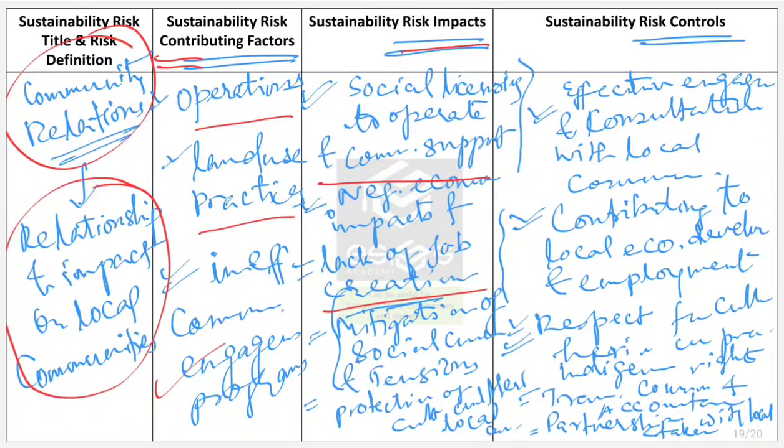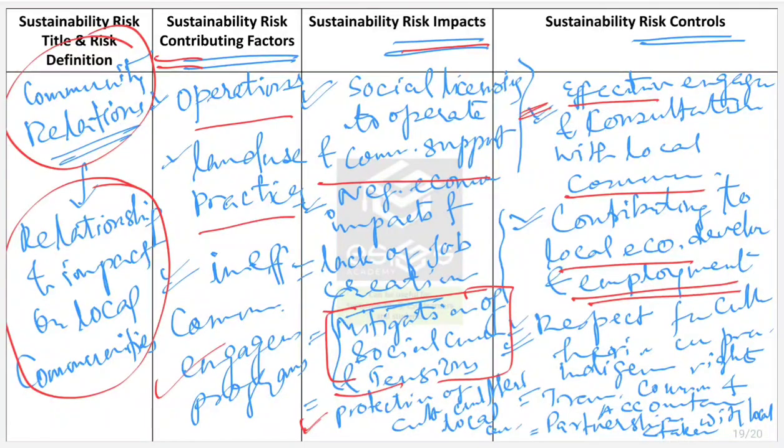Mitigation of the social conflicts and tensions can also be disturbed. Then it can also impact the protection of the cultural heritage and local community related initiatives. Negatively it can be impacted. Now what can be the controls for this? First one is that we should have effective engagement and consultation with the local communities, contributing to local economic development and the job and employment creation in the local area.